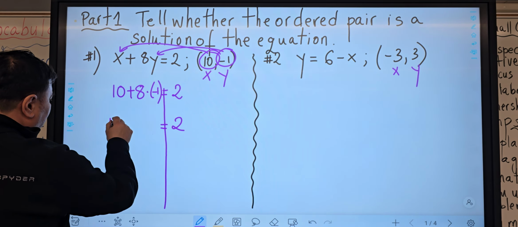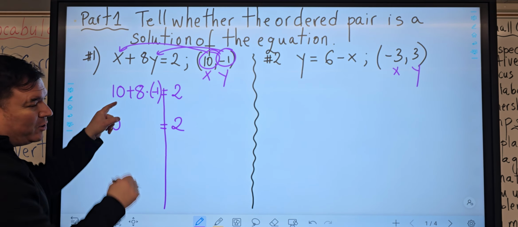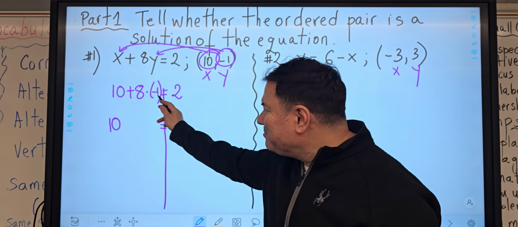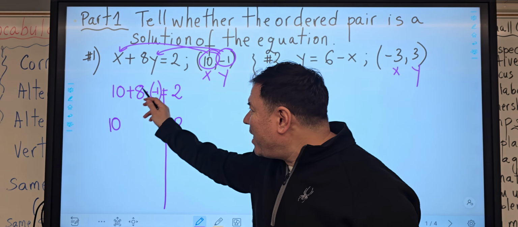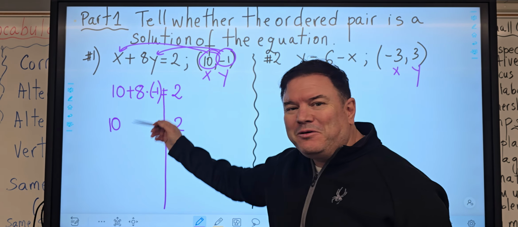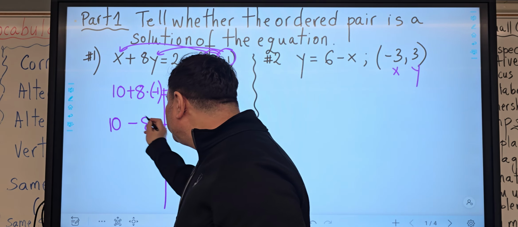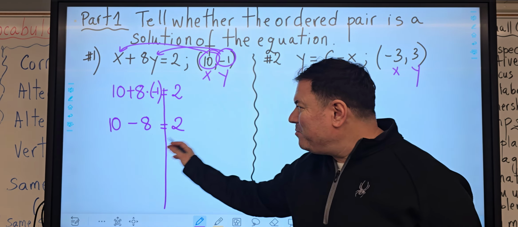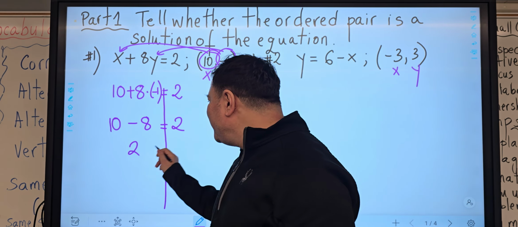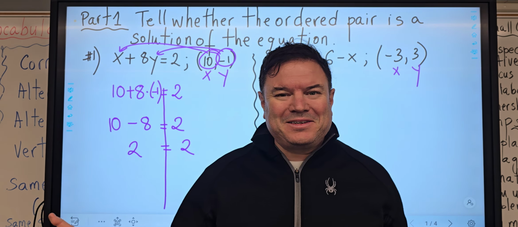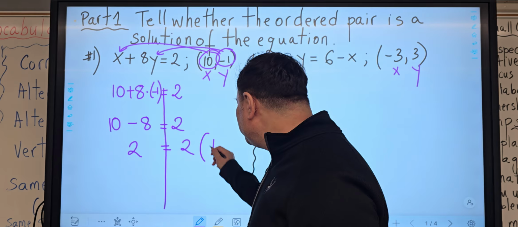So we have here 10, and be very careful now. We have plus 8 times -1. Remember Dr. Triangle, positive times a negative equals a negative. So it's going to be -8. And then 10 minus 8 is 2. And 2 equals 2. This is true. We get a balance. We have a true statement.